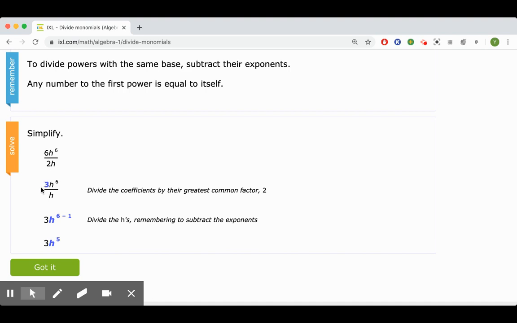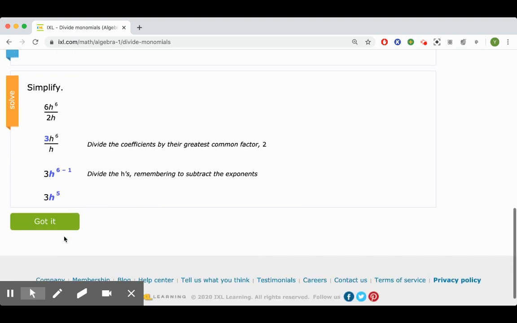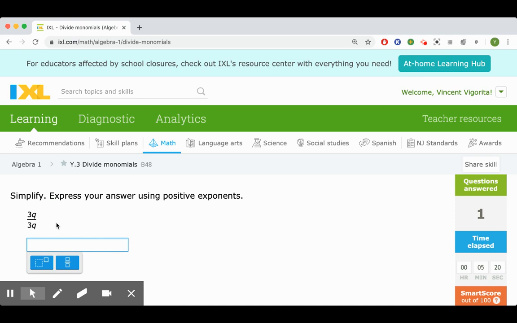And then you look at the variables, and it says divide the h's. Remember to subtract their exponents. So the exponents are 6, and even though you don't see one here, it's 1. So it's 6 minus 1, so it's h to the power of 5. So it's 3h to the power of 5. And that's all it is. So you've got to remember that.